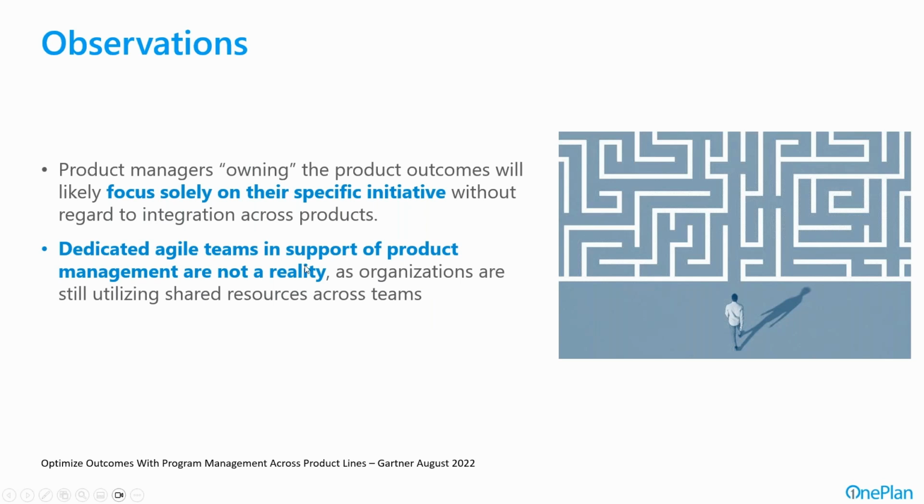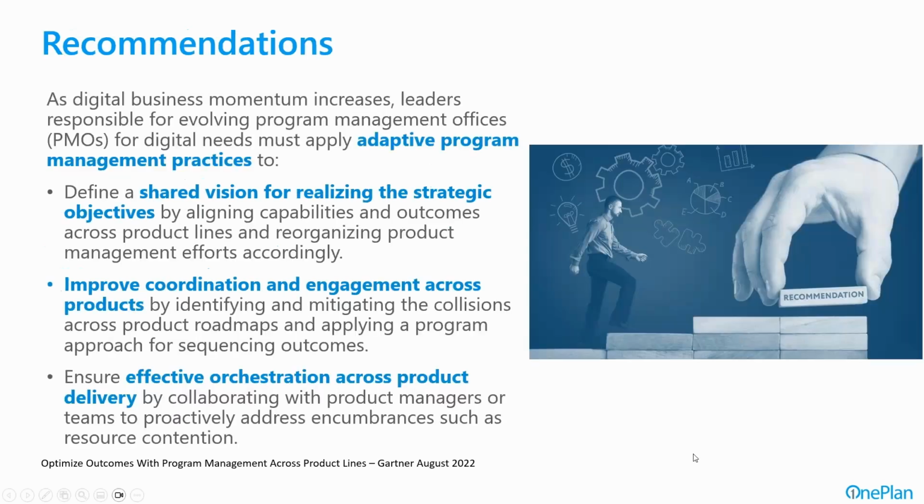Now, observations in product development is that product managers owning specific products tend to focus solely on their specific initiative without regard to integrations across products. And this was found in a study and a paper done by the Gartner Group in optimizing outcomes of program management across product lines. And the whole idea of agile, when we talk about ideally having dedicated agile teams for a particular product, we find that that's not necessarily a reality in most organizations, as they're still utilizing and sharing resources across teams. So it's not that simple, even though that's more the ideal concept.